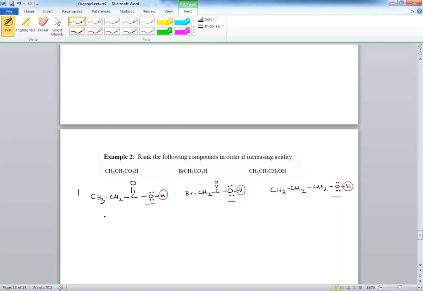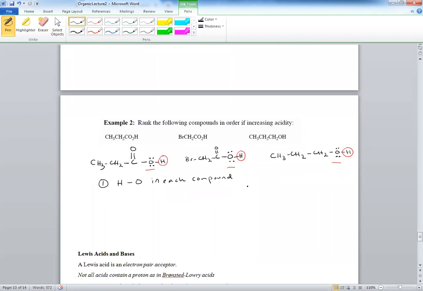Step 1, H bonded to O in each compound. So it's not helpful. It's the same one. We couldn't apply resonance, inductive effect, we couldn't apply electronegativity or size because, again, they are the same elements, the same atoms. So we would like to go to step 2.